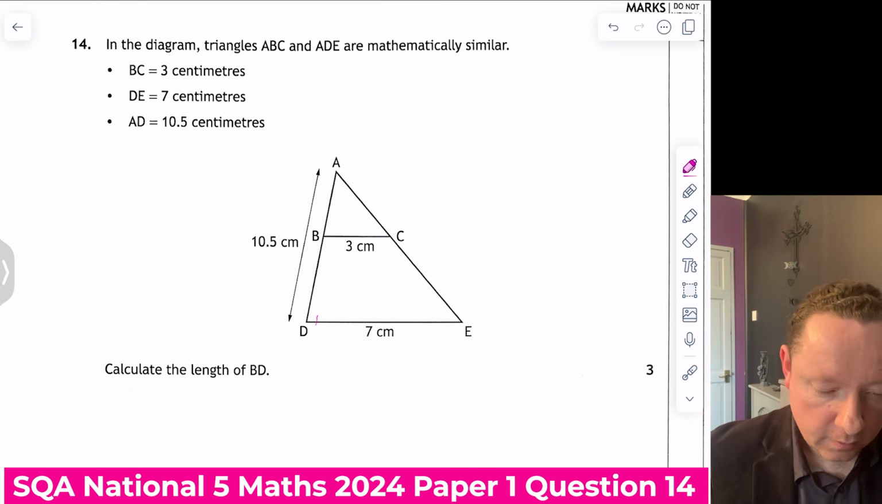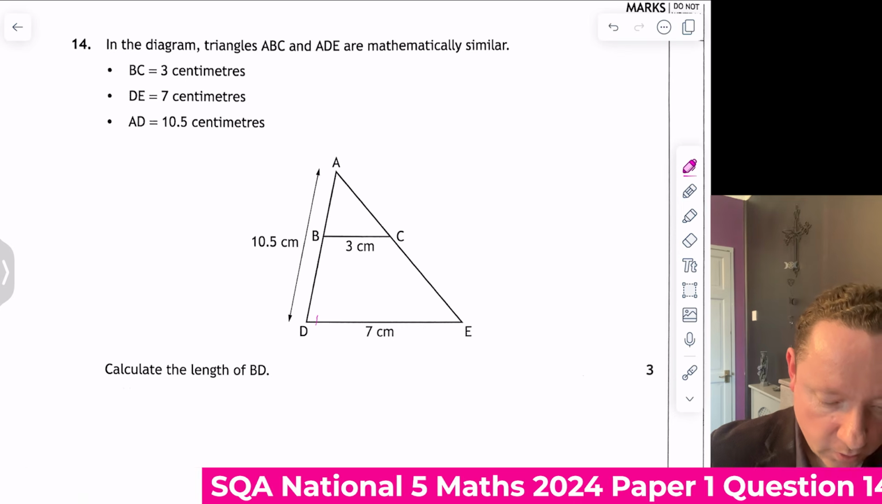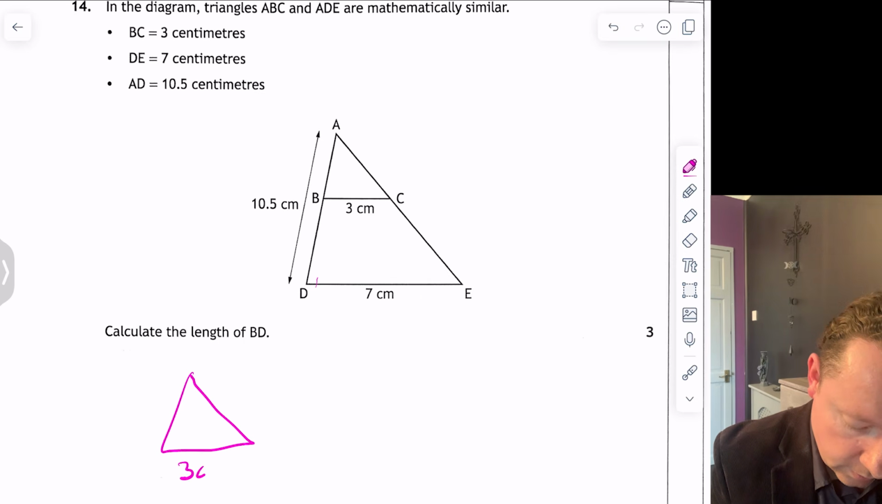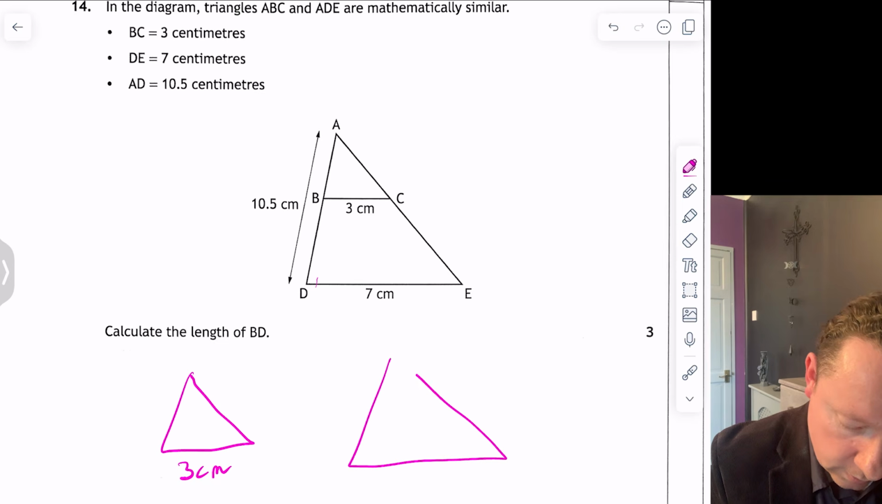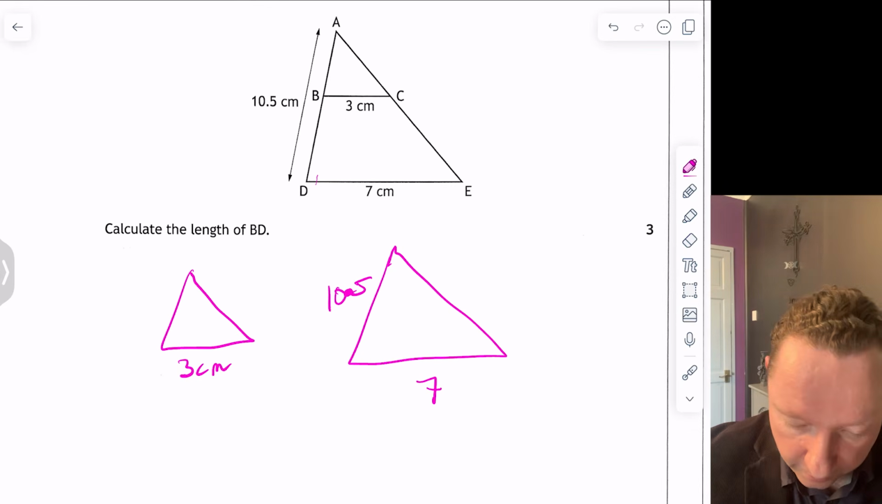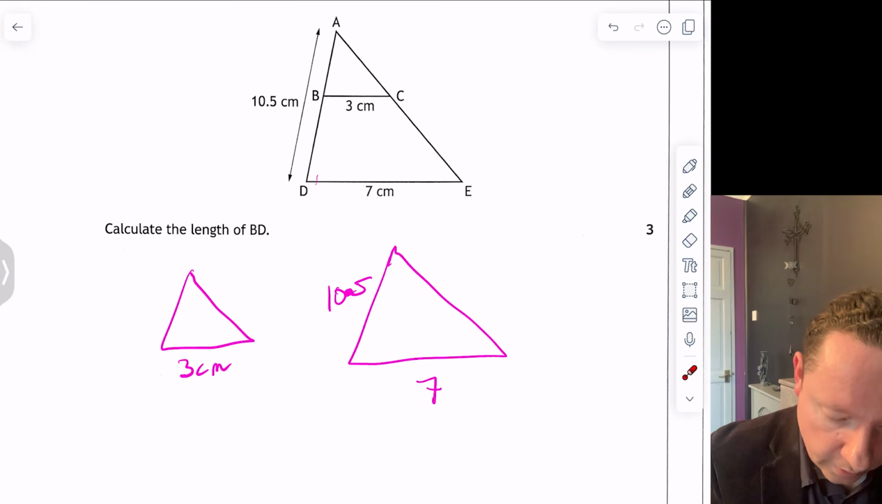In the diagram, triangles ABC and ADE are similar. So they're similar, so I've got ABC, and that is 3 centimetres here. And then it says ADE, the big one, well, we've got 10.5 here, and then we've got 7 on the bottom. So hopefully you can see that since they're similar and this side is this side, I can do the scale factor and I can then find the length here.